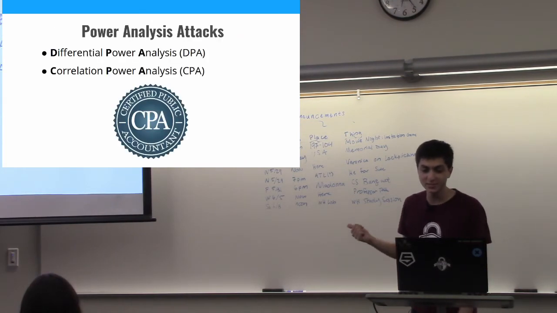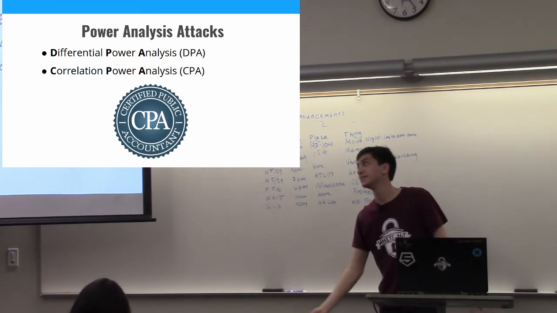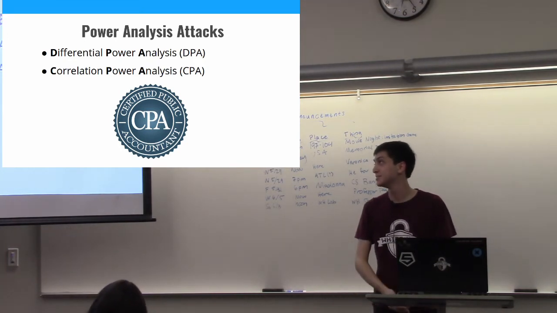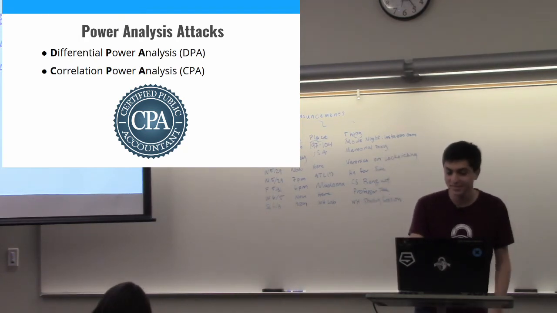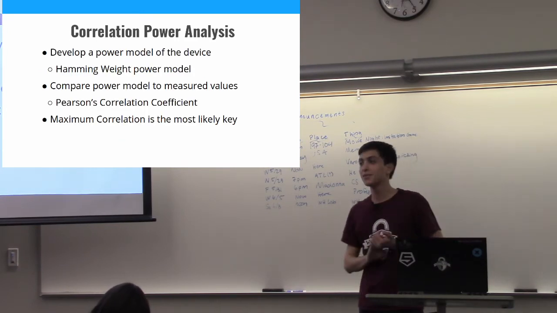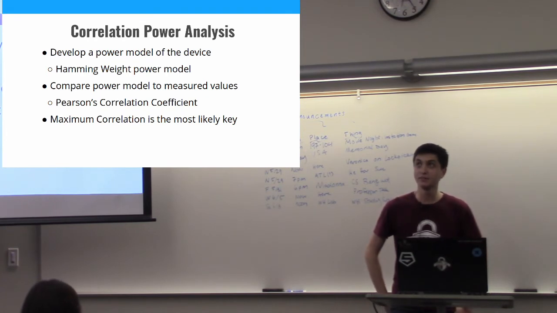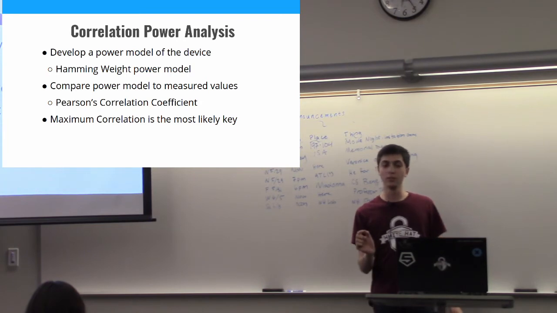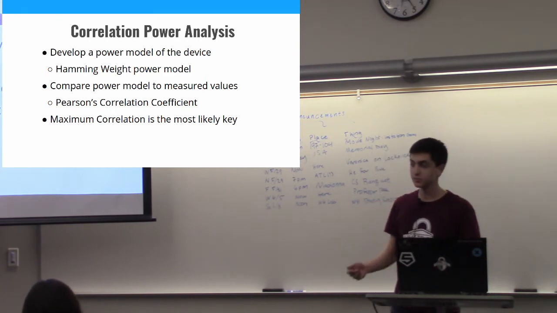There's two main power analysis attacks, differential power analysis, or DPA, and correlation power analysis, or CPA. Not certified public accountant, but same thing, not really. We're not going to do a DPA because it's a bit more inefficient, and it has some weird things where you only use one bit instead of all the bits, which creates more false positives, and it's also a lot slower.